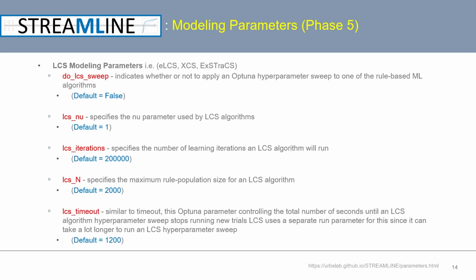And lastly, LCS timeout, which is similar to the earlier timeout parameter. This parameter controls the total number of seconds until an LCS algorithm hyperparameter sweep stops running new trials. LCS uses this separate run parameter since it can take a lot longer to run an LCS hyperparameter sweep than for other machine learning algorithms. Its default is currently set to 1200.